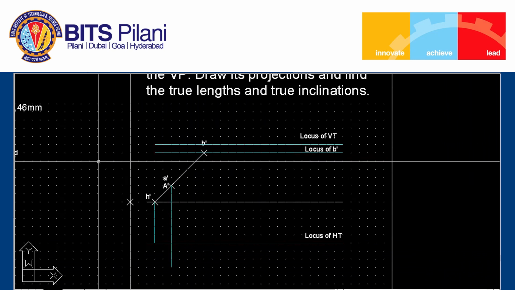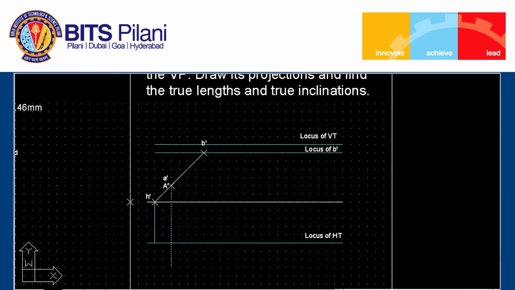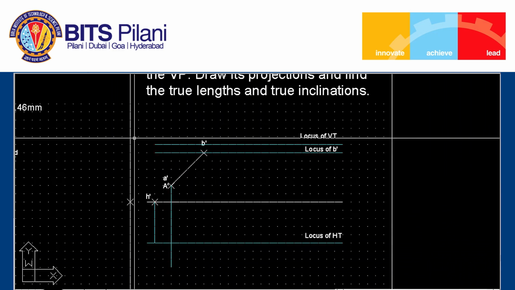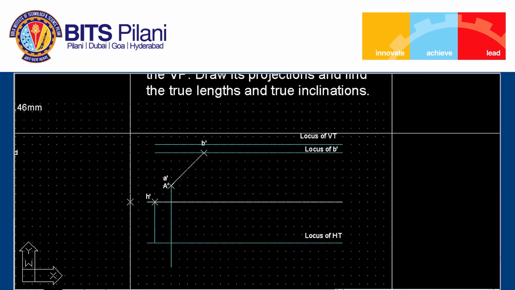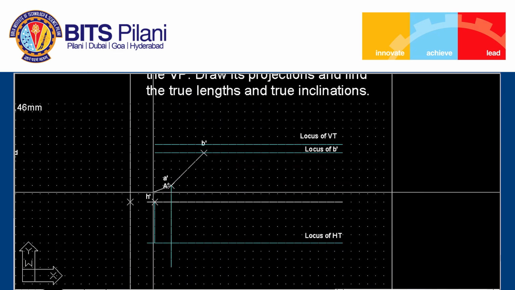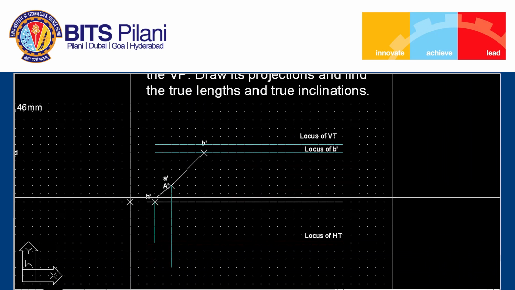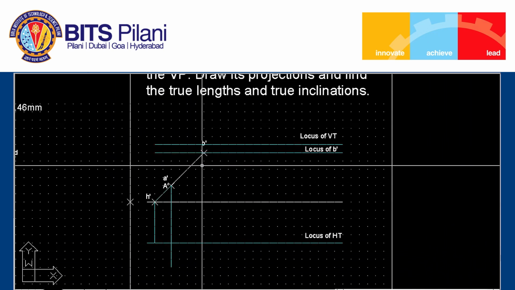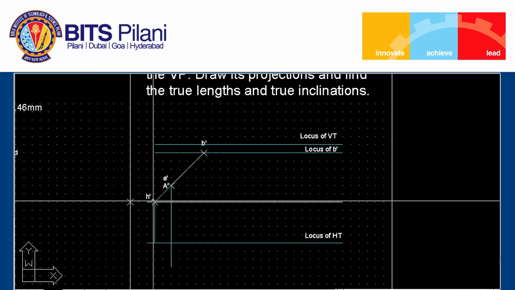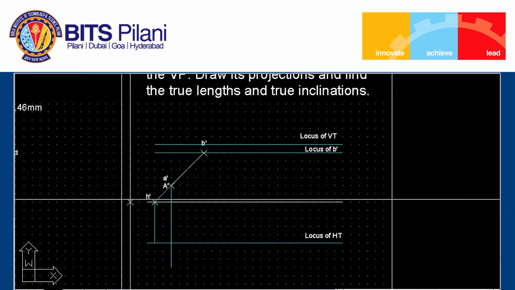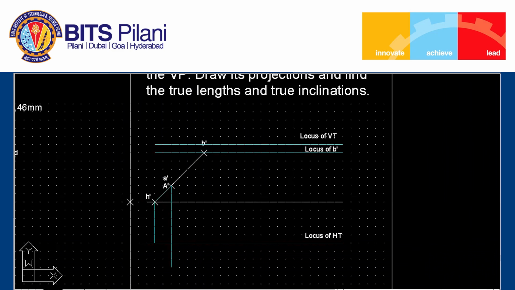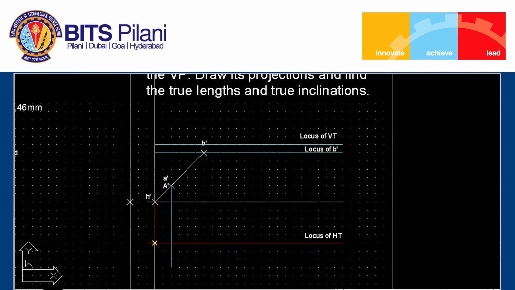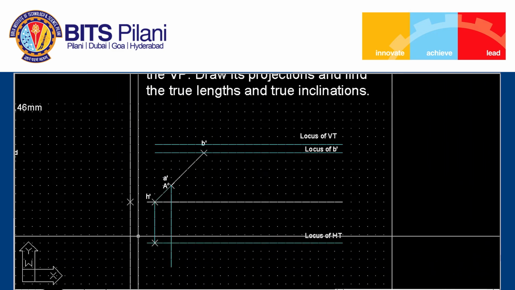Then we will do better finishing for this line. Since this is the extended line, I will simply draw a line with cyan color. So the projections are A prime B prime, and that line is extended to obtain the H prime. This point is nothing but HT.